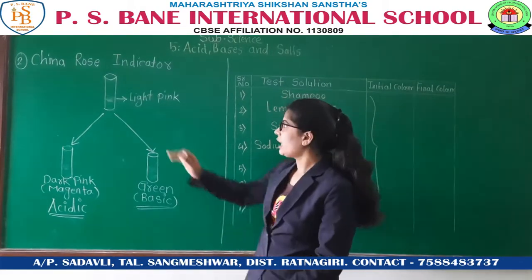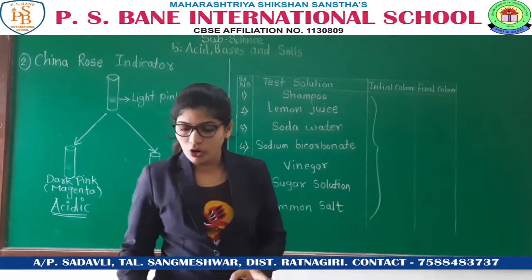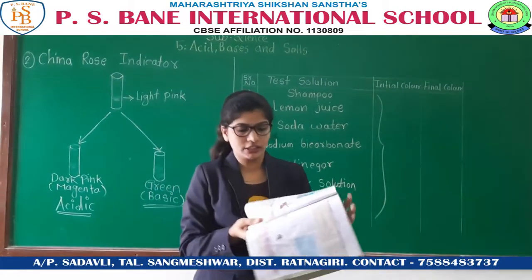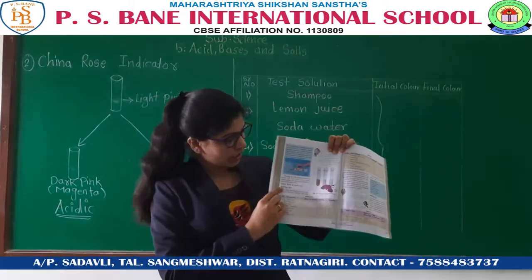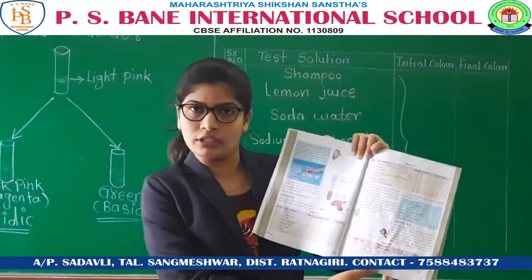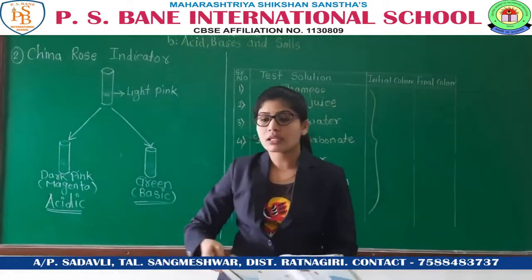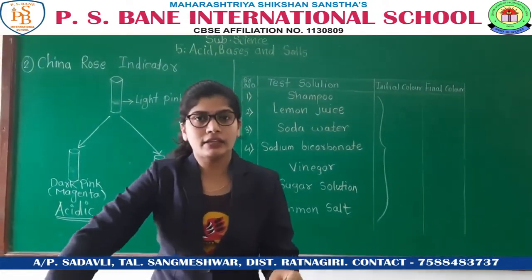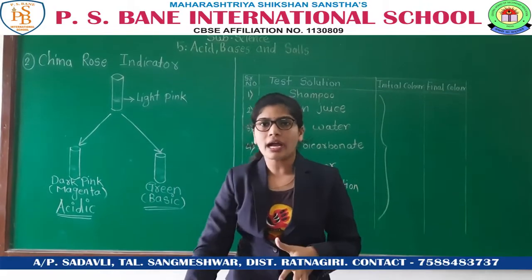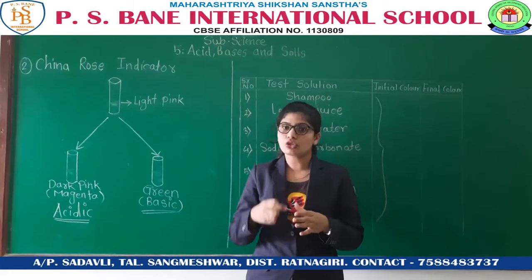Now we will see China rose indicator. The procedure of making China rose indicator is already mentioned in your textbook, page numbers 52 and 53. So what you have to do? You have to collect some China rose petals. Then you have to add those petals in warm water and stir that solution.